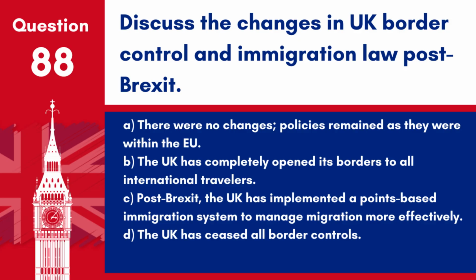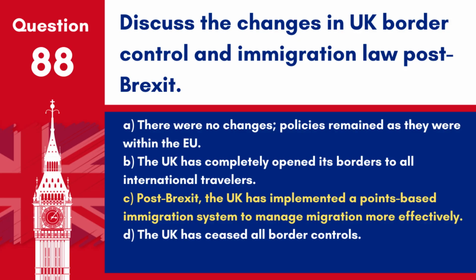Discuss the changes in UK border control and immigration law post-Brexit. A. There were no changes. Policies remained as they were within the EU. B. The UK has completely opened its borders to all international travellers. C. Post-Brexit, the UK has implemented a points-based immigration system to manage migration more effectively. D. The UK has ceased all border controls.